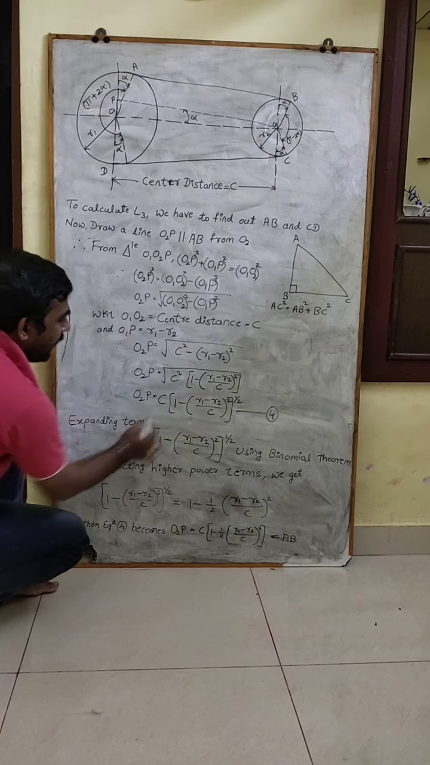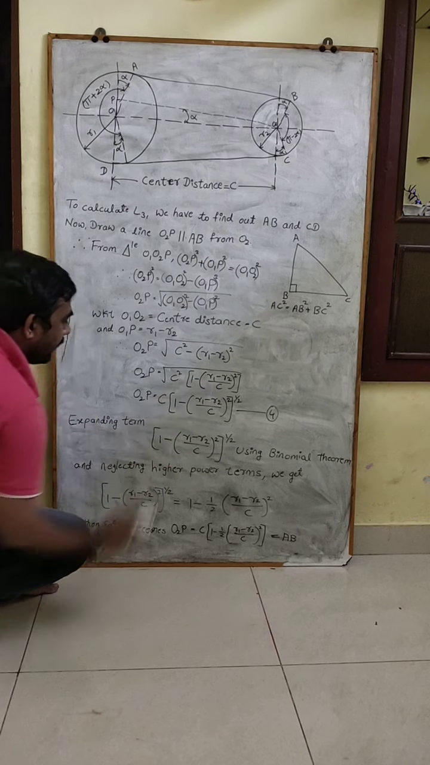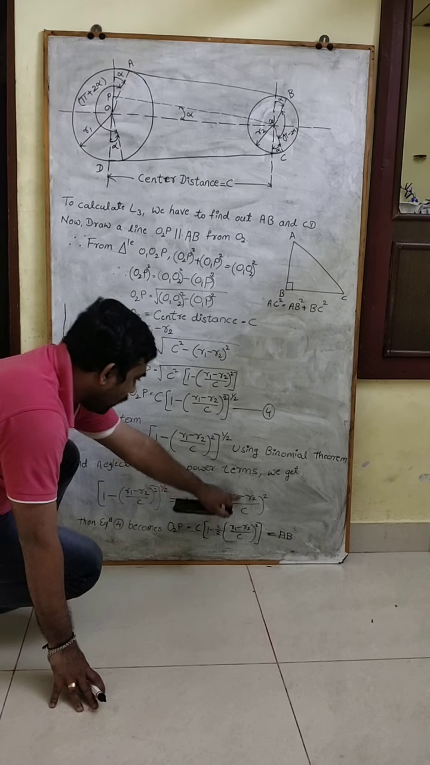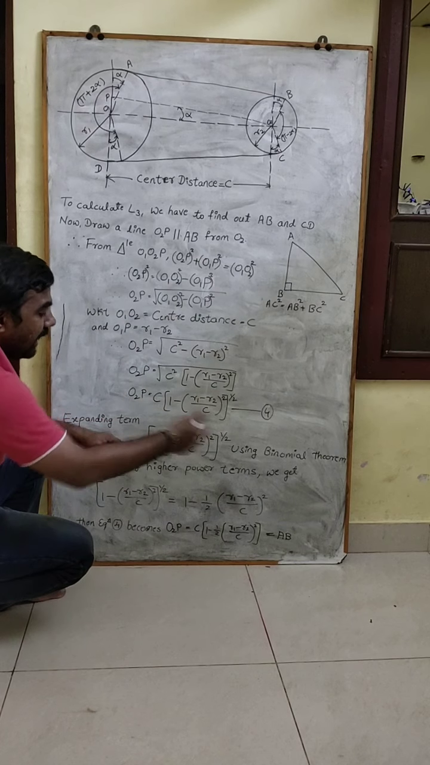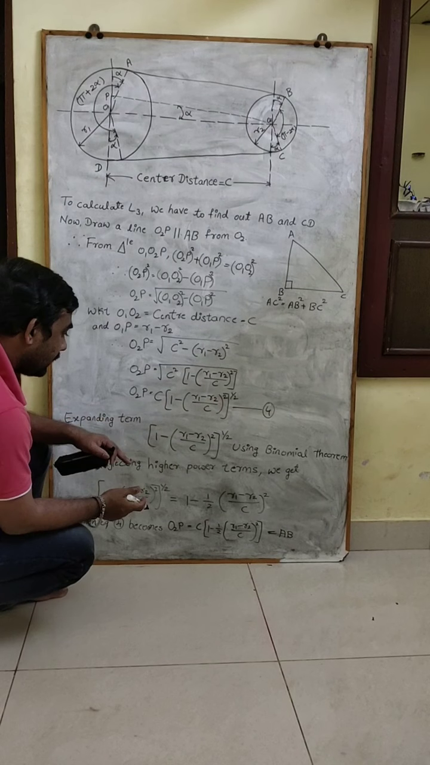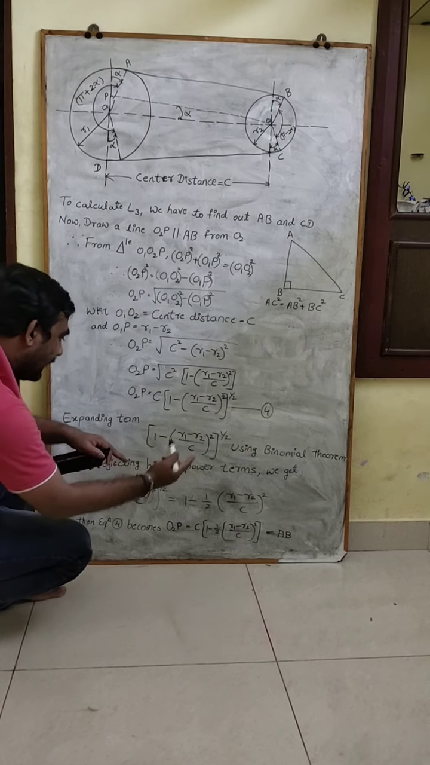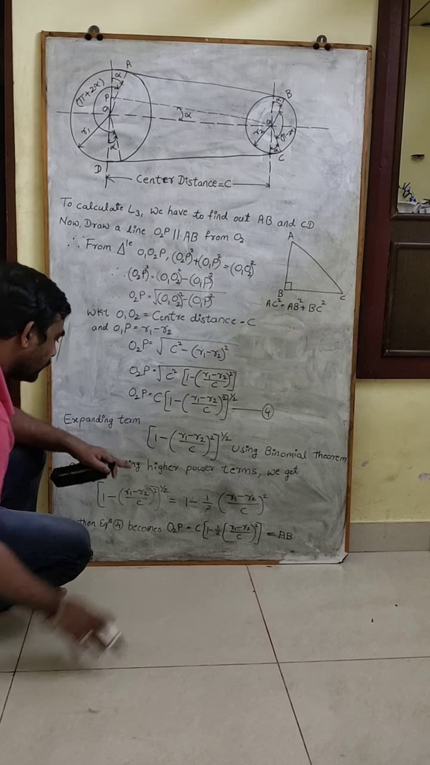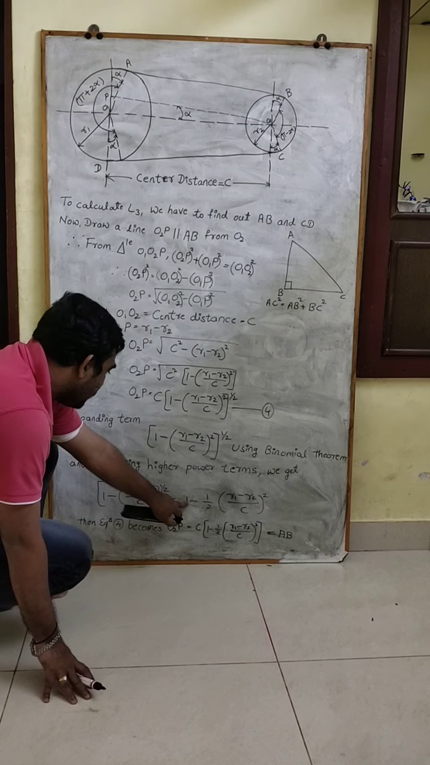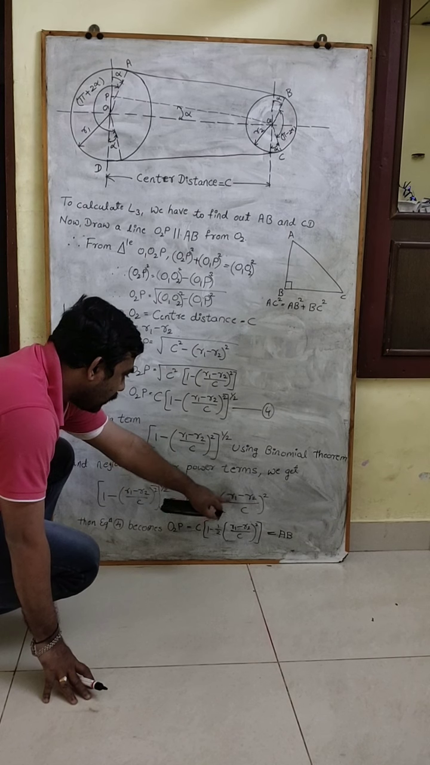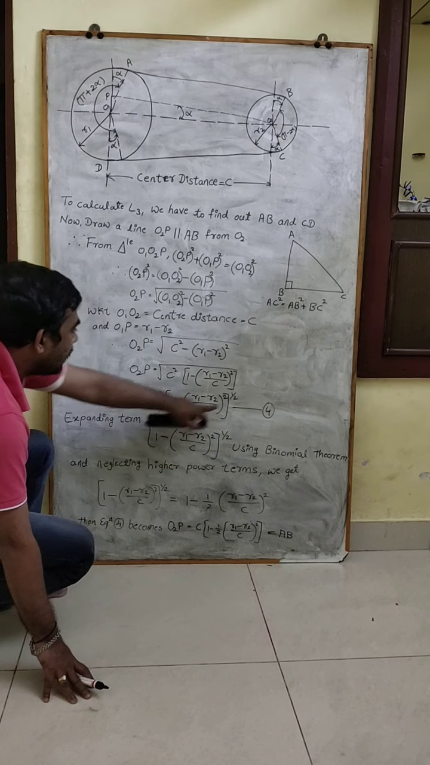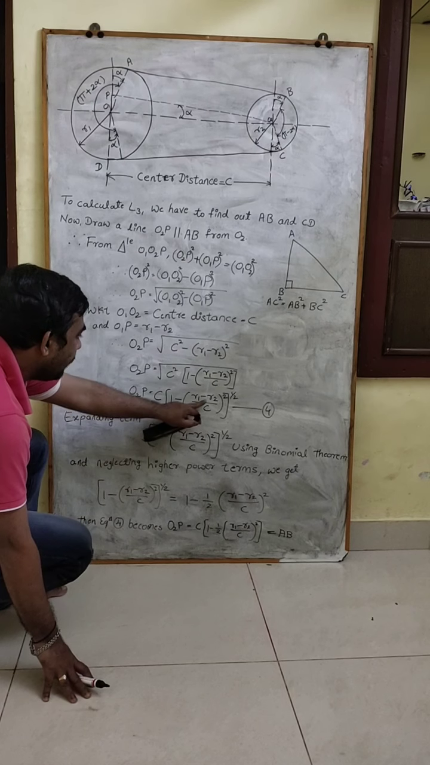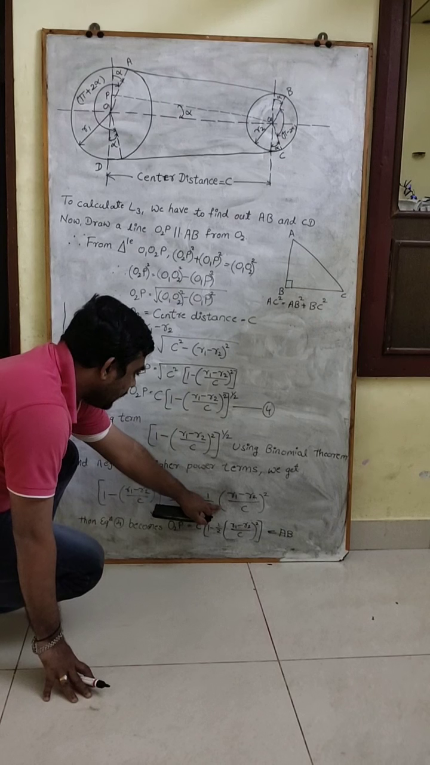If you apply the binomial theorem for this particular term, you will get 1 minus 1 by 2 into (R1 minus R2 by C) whole square, plus higher power terms in the successive terms. But those higher power terms should be neglected from the binomial expansion. So we get only this term, 1 minus 1 by 2 (R1 minus R2 by C) whole square. Now equation number 4 becomes O2P equal to C, and in place of the bracket you substitute this expression.